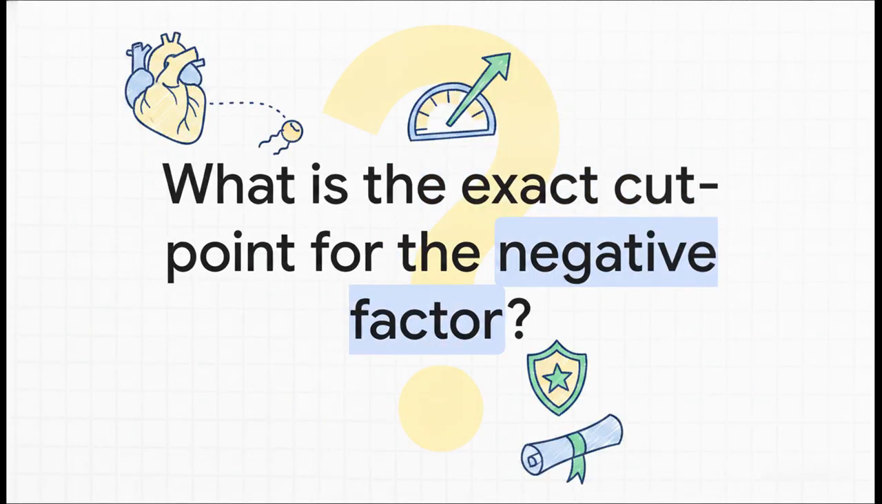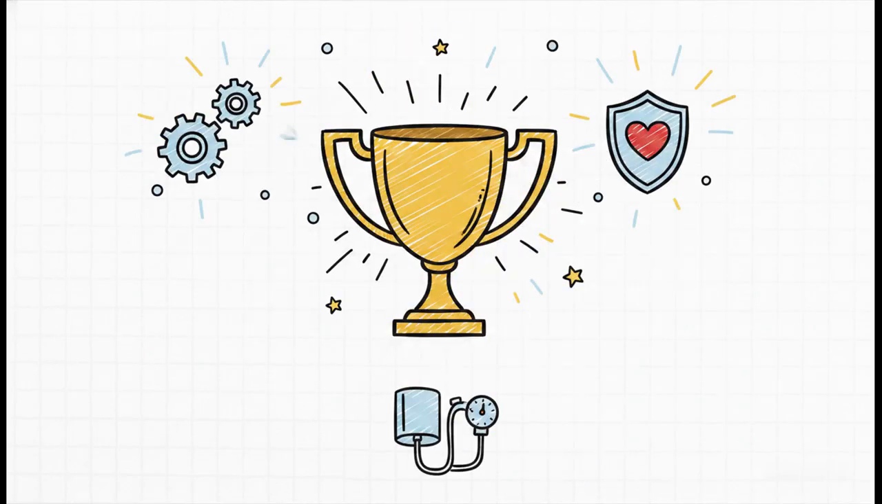Last one. What is the exact cut point for the negative risk factor? You got this. It is an HDL of 60 milligrams per deciliter or higher. Look at that. We made it. The key to conquering this evaluation chapter is locking down those 3 big areas: the algorithm inputs, the exact risk factor criteria, and those updated ACC-AHA blood pressure cut points. You've got the tools now.